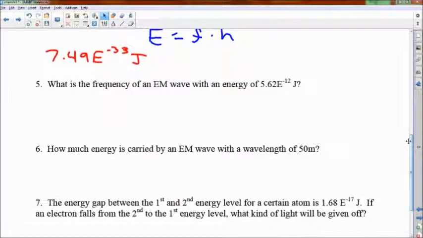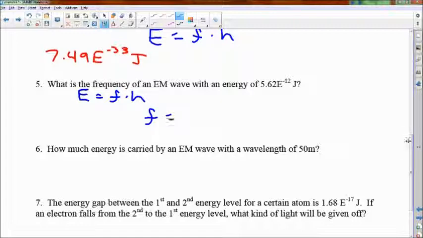Number 5, what is the frequency of an EM wave with an energy of 5.62 times 10 to the negative 12? This one again, we only have to use the one equation. So we divide that energy by Planck's constant, and we get a frequency of 8.48 e to the 21st hertz.